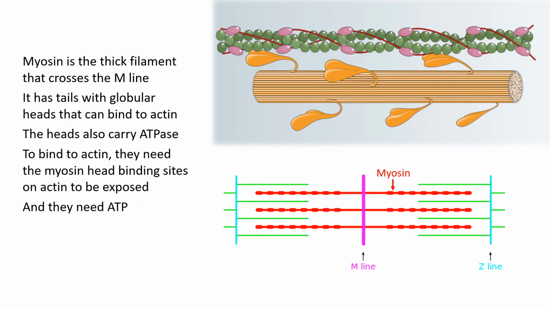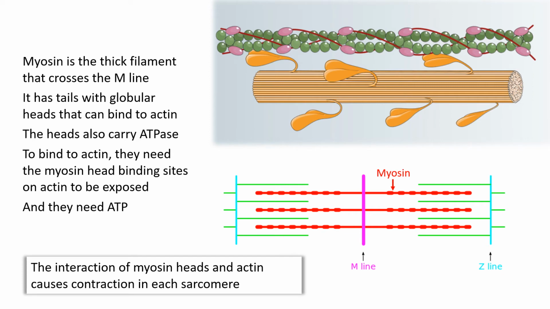So to bind to actin, they need, first of all, the myosin head binding sites on actin to be exposed by the binding of calcium to troponin, which moves tropomyosin away, and they need a supply of ATP. And it's this interaction of the myosin heads and actin that we're going to talk about later that causes the contraction in each sarcomere.